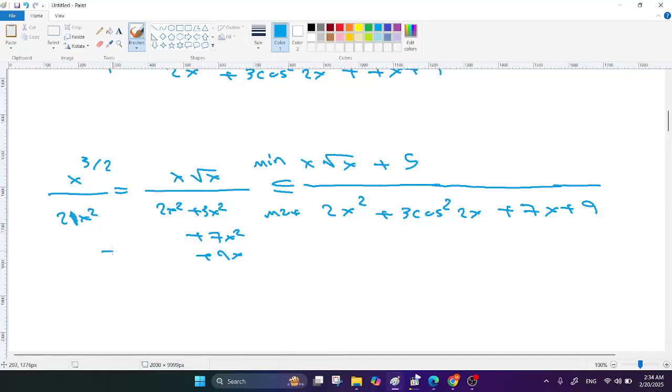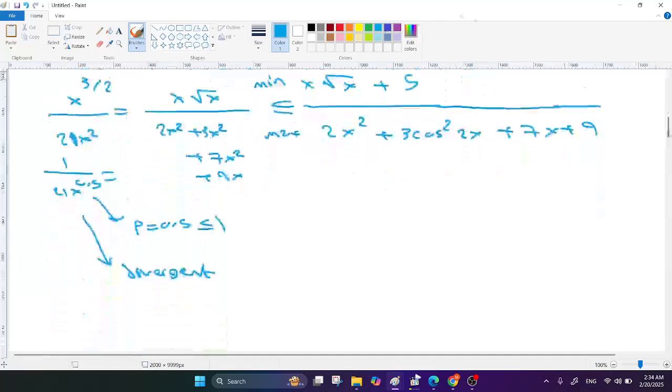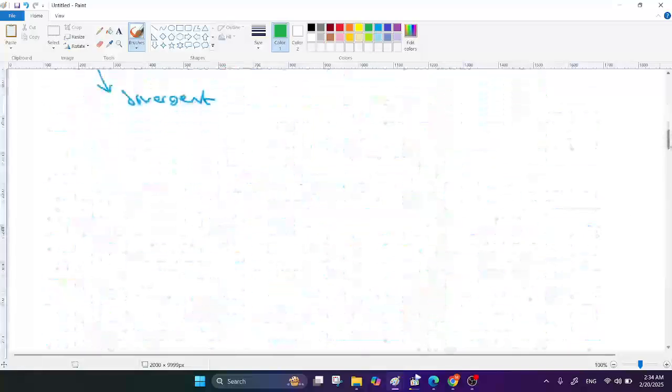You get 1 over 21 x to 0.5. Here b equals 0.5, which is less than or equal to 1. So divergent. Okay. Yes, it's okay. So the original one is divergent by the comparison theorem. Now, the next example. Now you have this one.